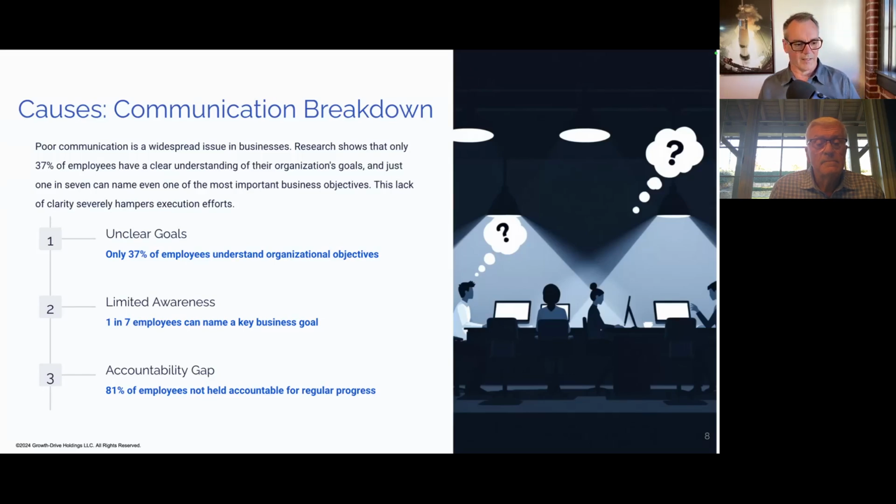Maybe that's one, Ed, you can comment on. You've been in so many organizations, but employees are doing their job, but they haven't been told from the top down. They haven't been led to understanding what they should be doing and why. Care to comment on that?